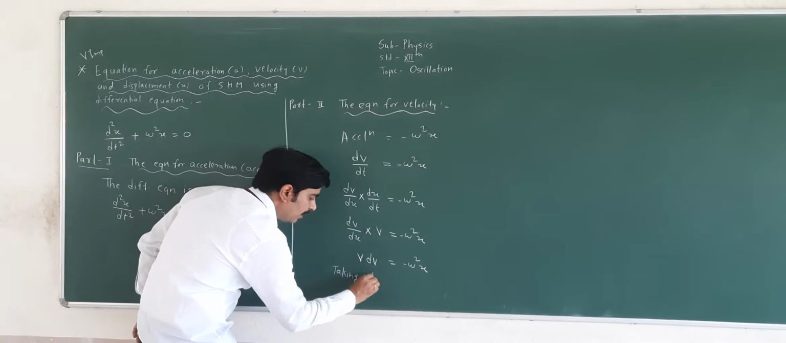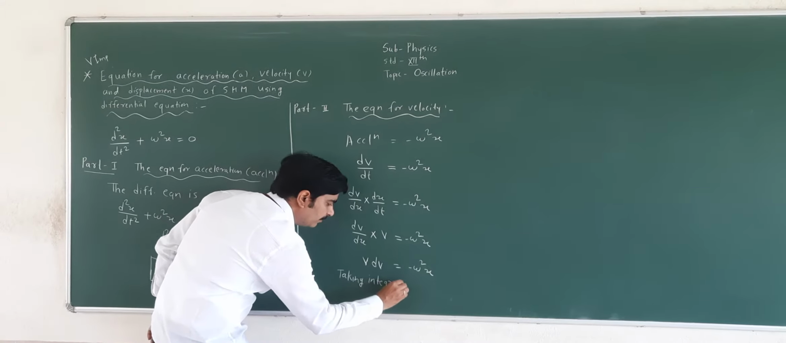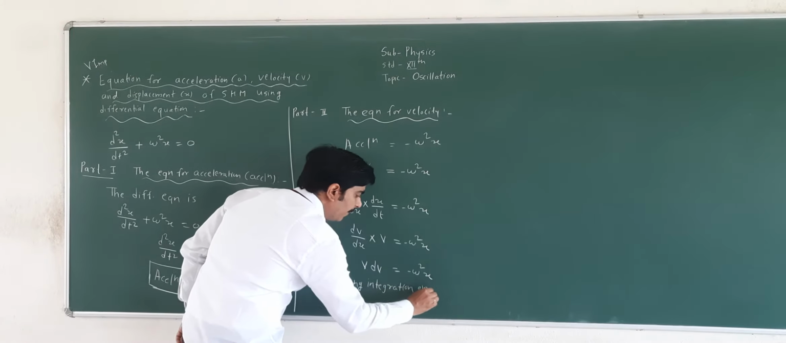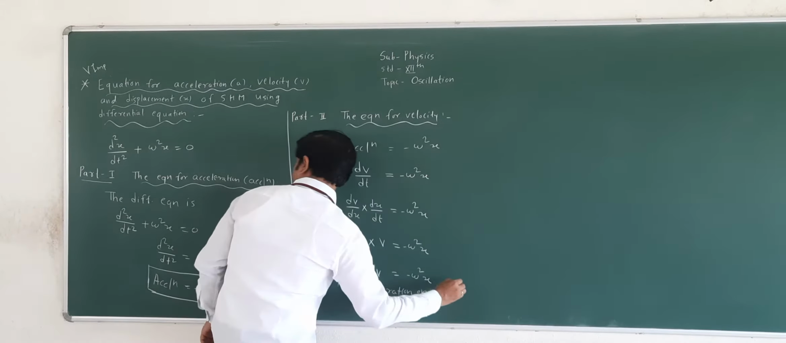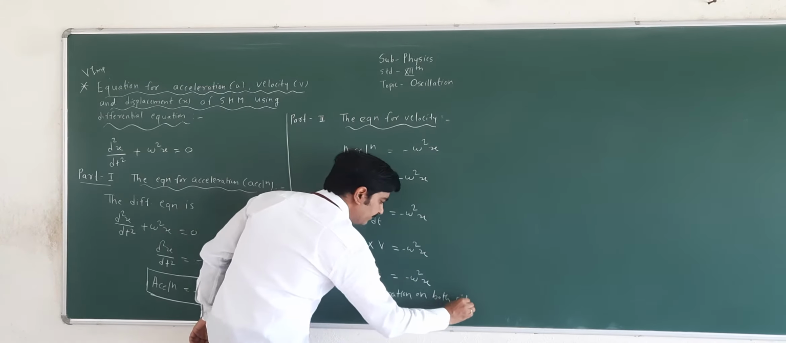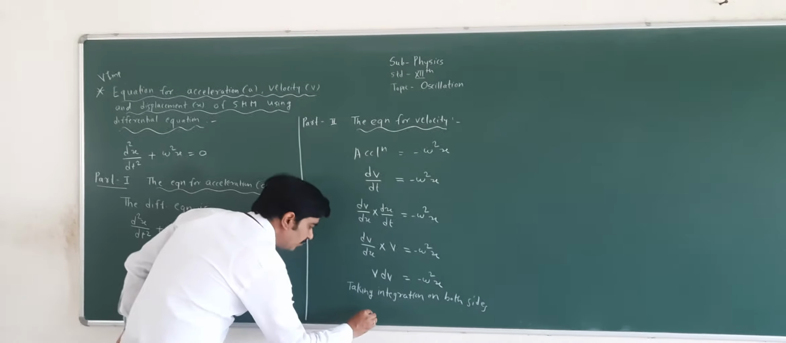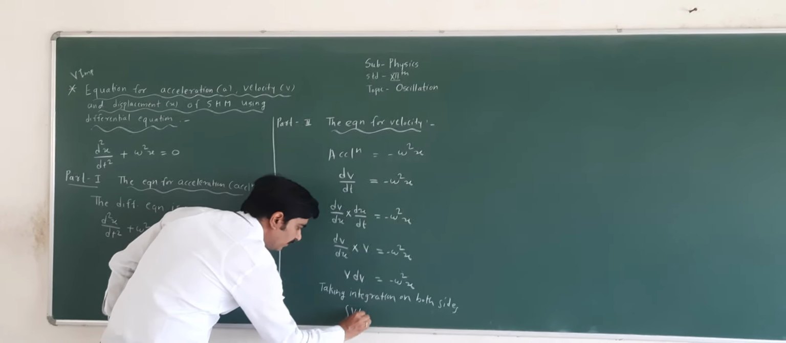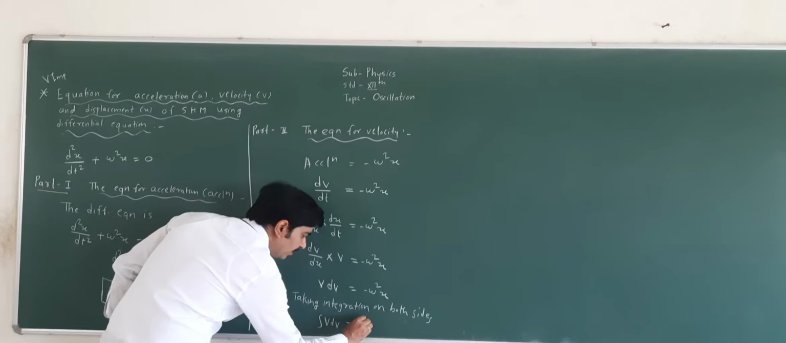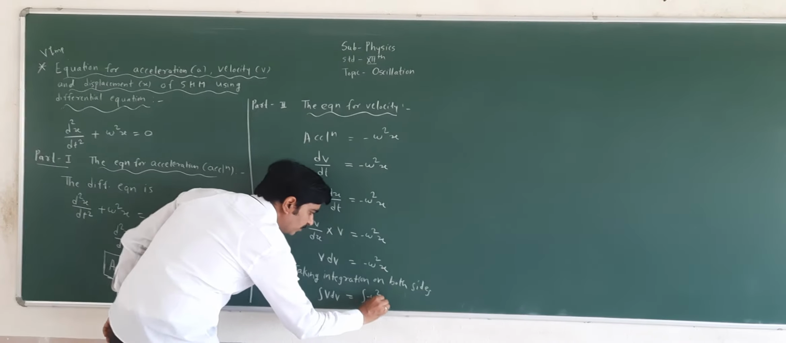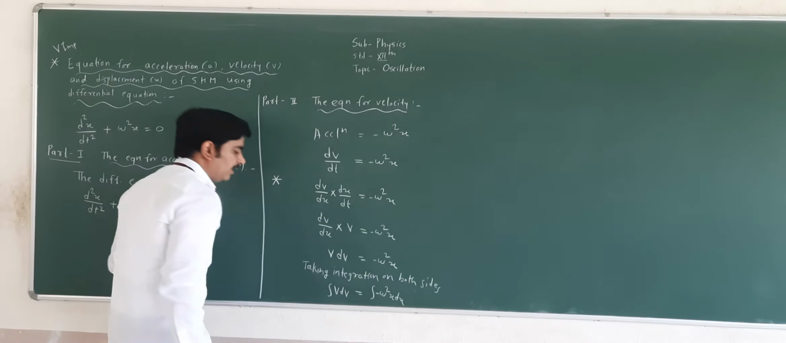Taking integration on both sides. So integration of v into dv is equal to integration of minus omega square x into dx.